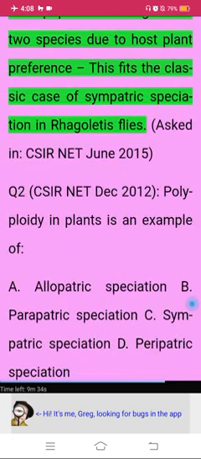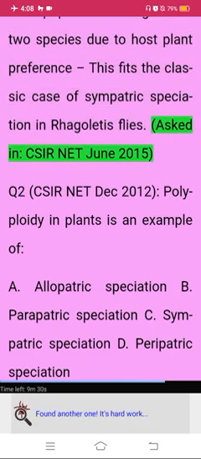Answer: C. A population diverges into two species due to host plant preference. This fits a classic case of sympatric speciation in Rhagoletis flies. Asked in CSIR NET June 2015.